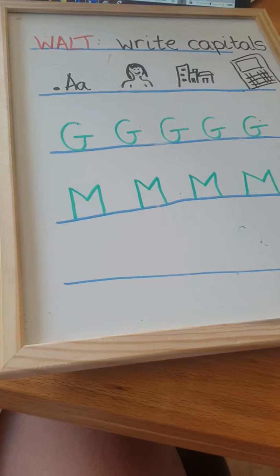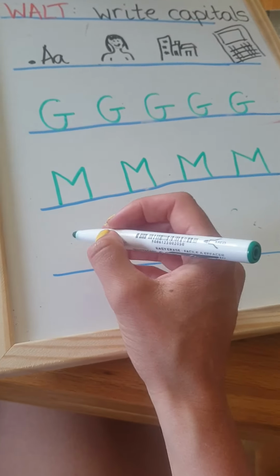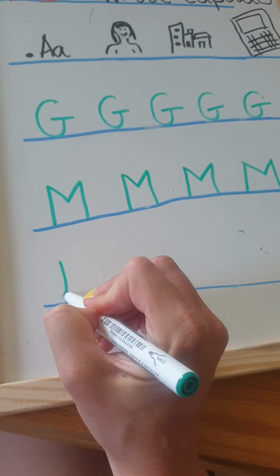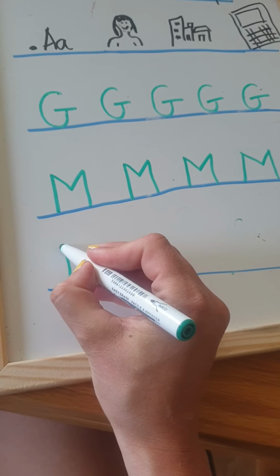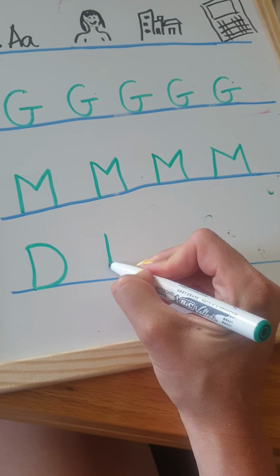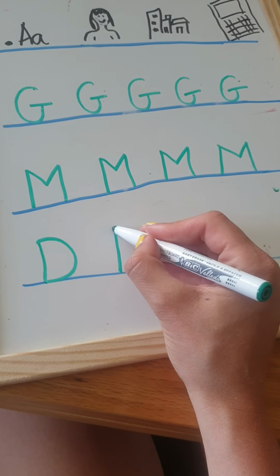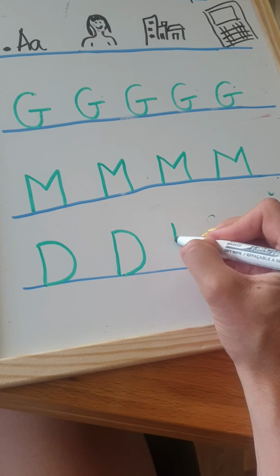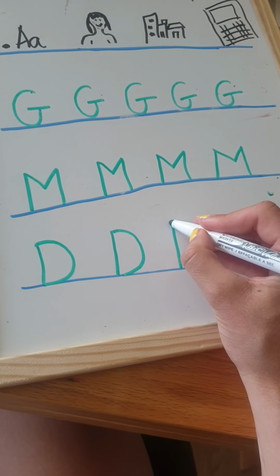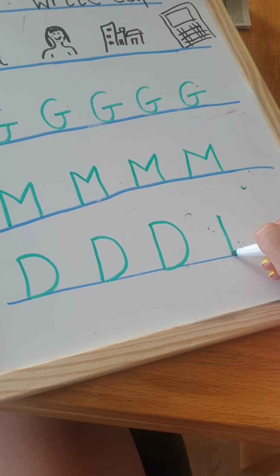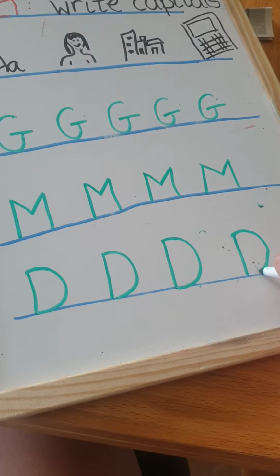Once you've done the letter M, I'd like you to move on and do the letter D. So we go down, lift, and this time we go round. Down, lift, back to the top and round. And again, I'd like you to do a whole line of these, please.